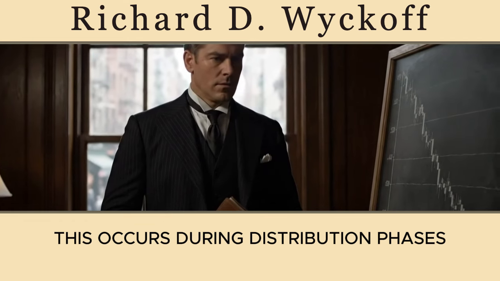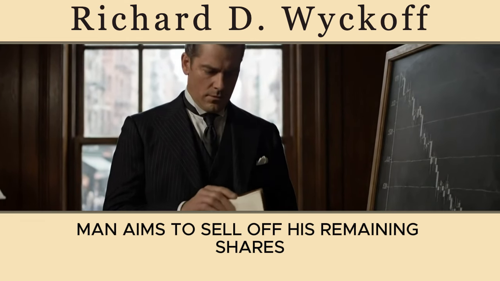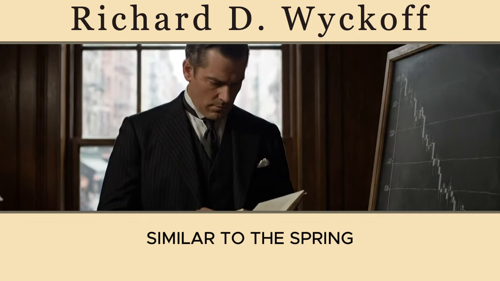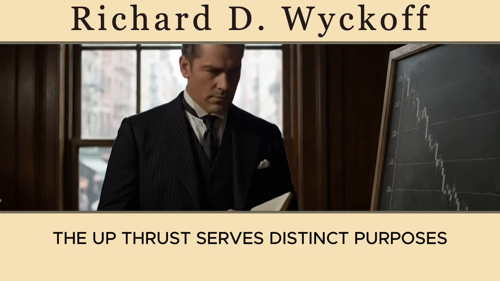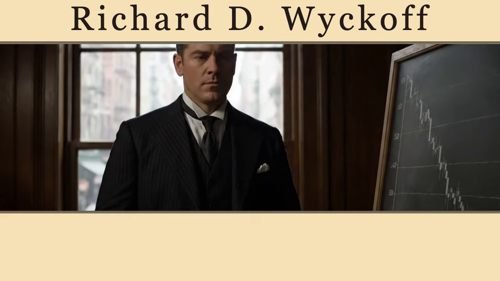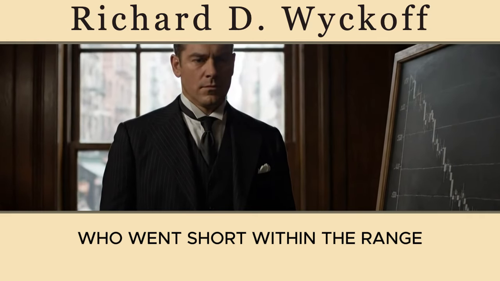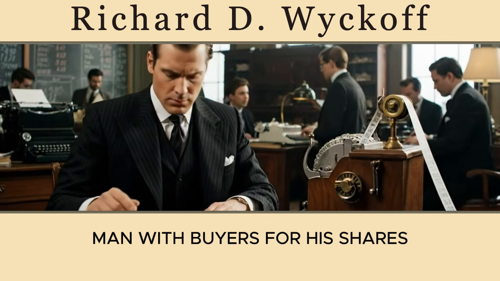This occurs during distribution phases or within a downtrend where the Composite Man aims to sell off his remaining shares at higher prices. Similar to the spring, the upthrust serves distinct purposes. 1. Stop-loss hunt. It triggers the stop-loss orders of all the sellers who went short within the range, forcing them to buy and providing the Composite Man with buyers for his shares.